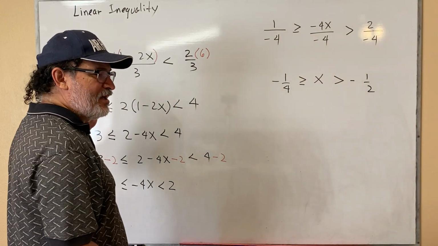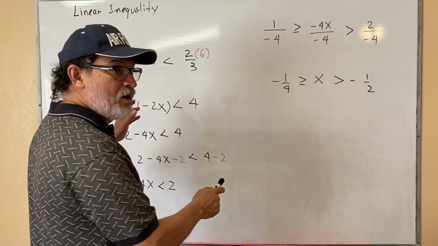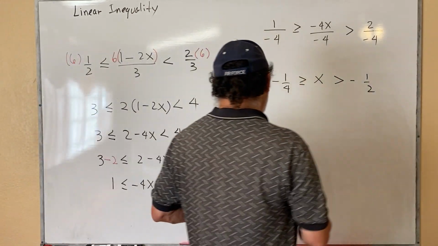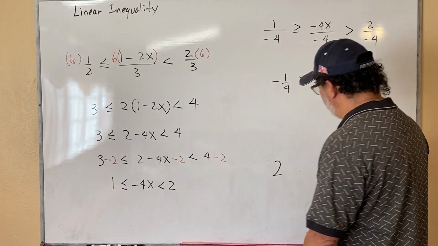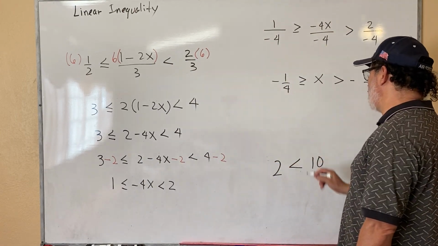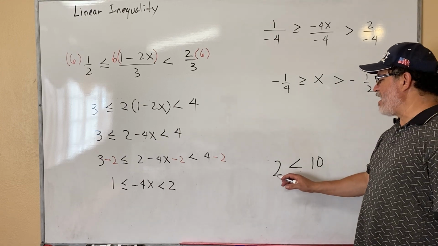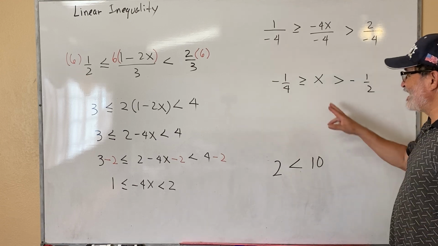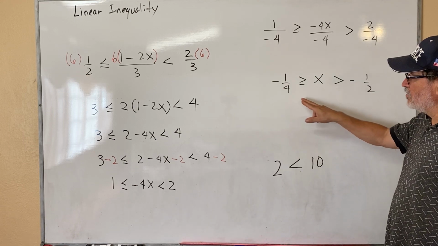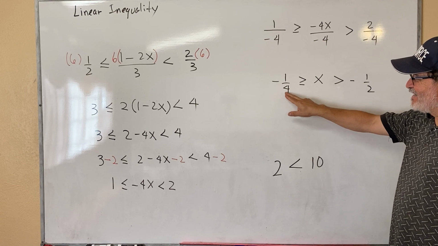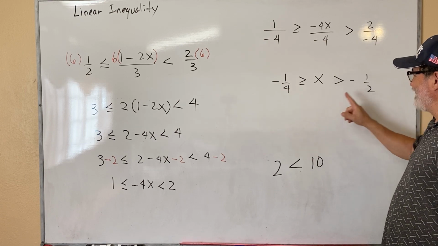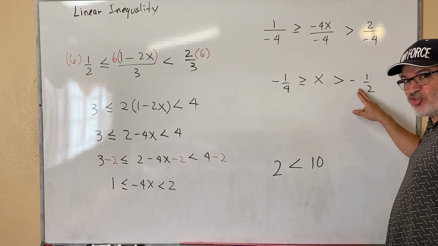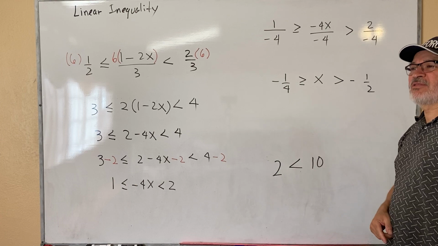Between 10 and 2, 2 should be on the left, right? We say 2 on the left is less than 10 on the right. The smaller value is always on the left. And that's not the case here. This is the greater value, and this is the smaller value. Negative 1/2 is smaller than negative 1/4.